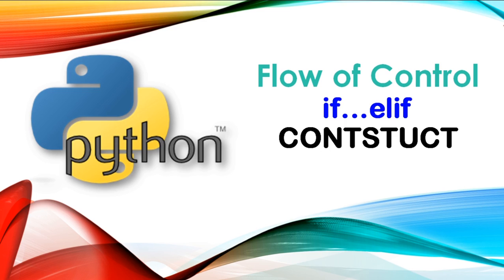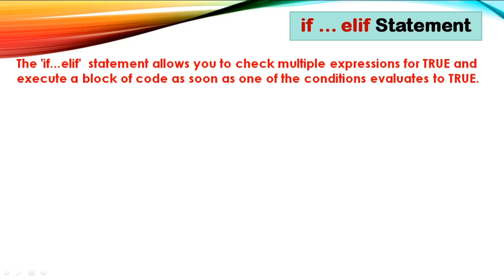Next we are going to the third selection statement, that is if elif. The if elif statement allows you to check multiple expressions. In both simple if and if else, we were evaluating only a single condition, and according to the result of the expression, the statements were executed. But here in if elif, we can check multiple expressions for true and execute a block of code.